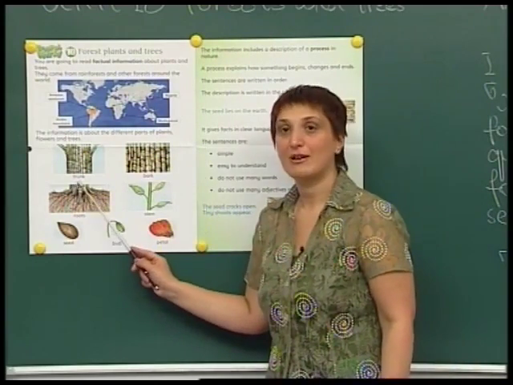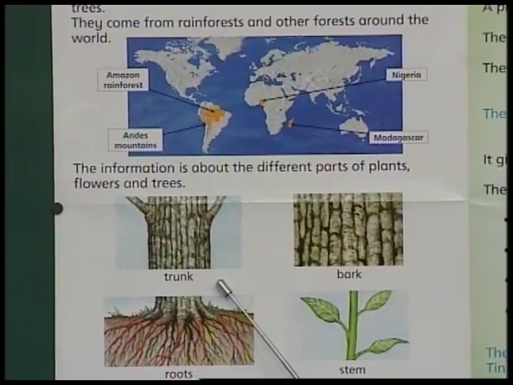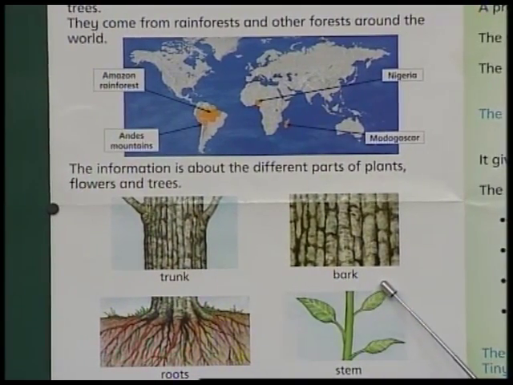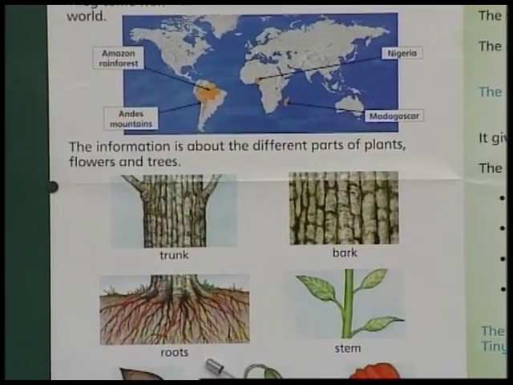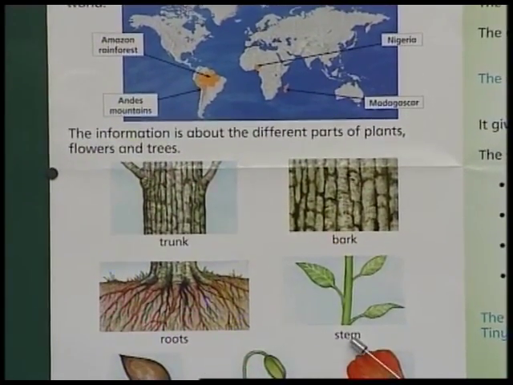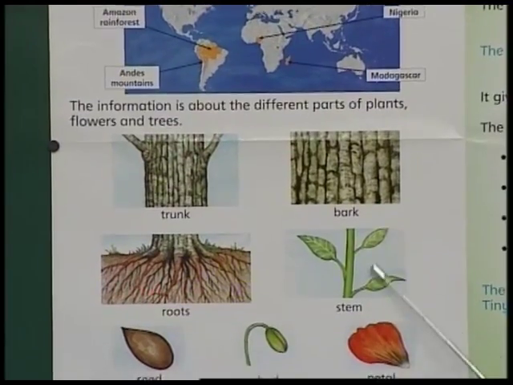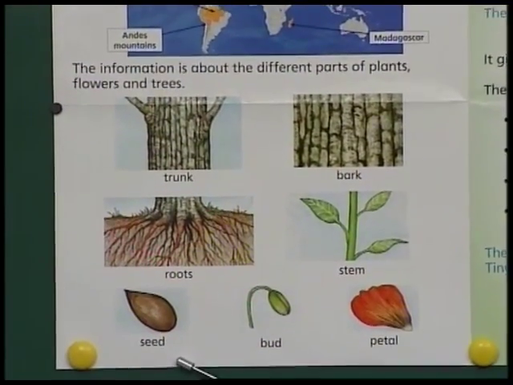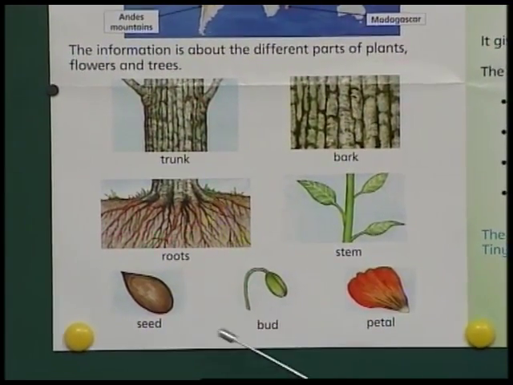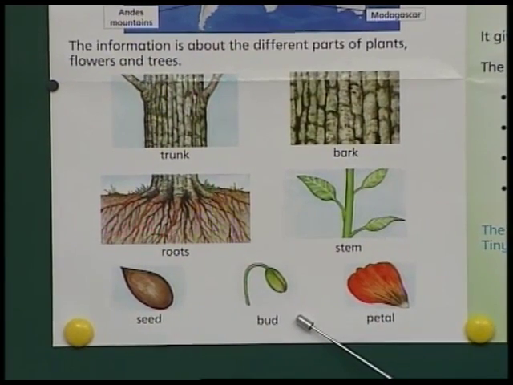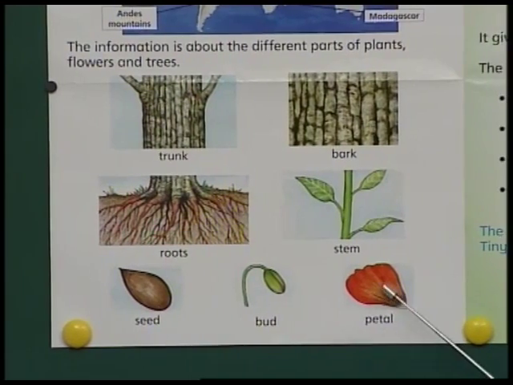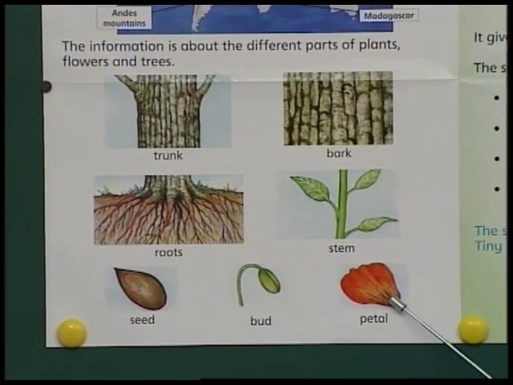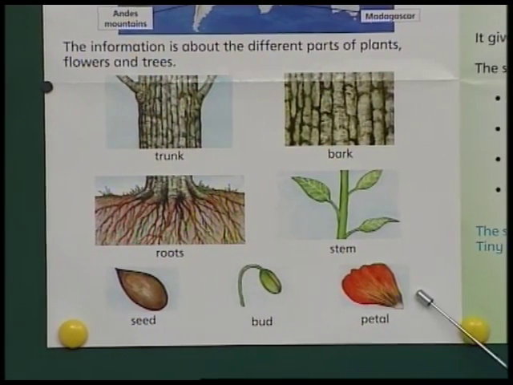So to the trunk, ხისტანი, then we have a bark, ქერქი, roots, ფესვები, stem, გახლავთ ღერო, seed, არის თესლი, bud, კვირტი, and petal, ეს გახლავთ მცენარის, აი ყვავილის ფოთლის ფურცელი, აი ნახეთ.